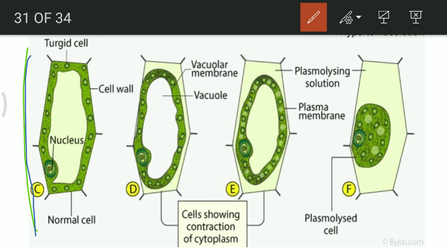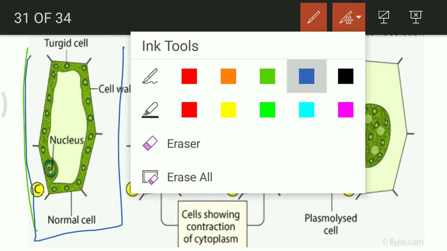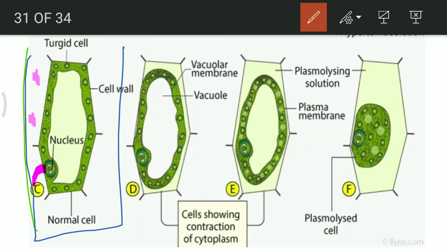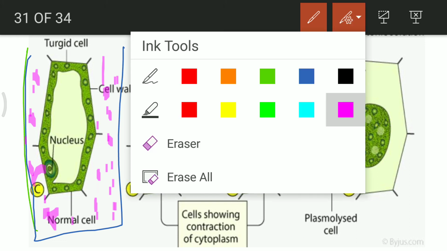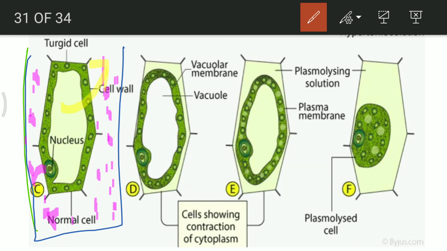the cell being placed in a beaker which has very high concentration of solute, and because the concentration of solute is way much higher, we can imagine that the inside content of water will be lost, and when water is lost from inside to outside, the cell will shrink itself and it will become plasmolyzed. You can see how the cell is getting plasmolyzed.